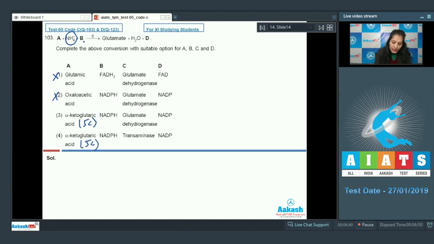And then B is NADPH. So both can be the option. C is glutamate dehydrogenase as it helps in the conversion of this equation. So it should be glutamate dehydrogenase and D should be NADP. So the correct option for the given question is option number 3. Let's move on to the next question.